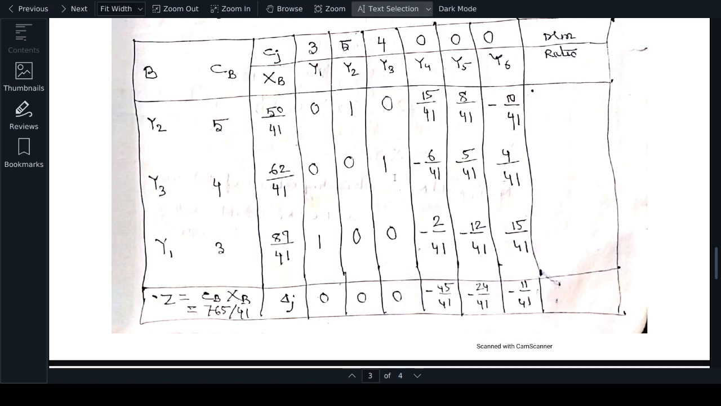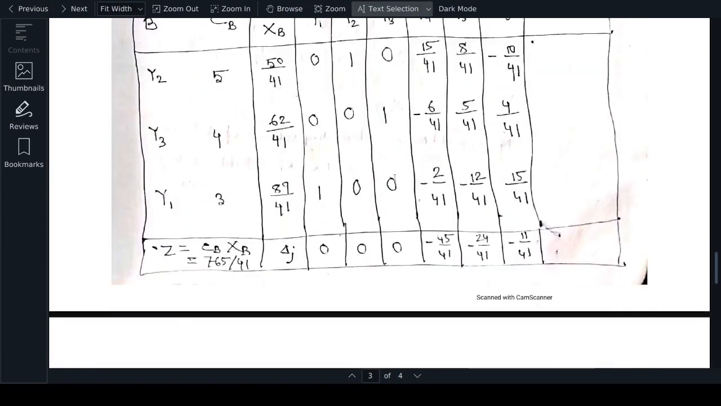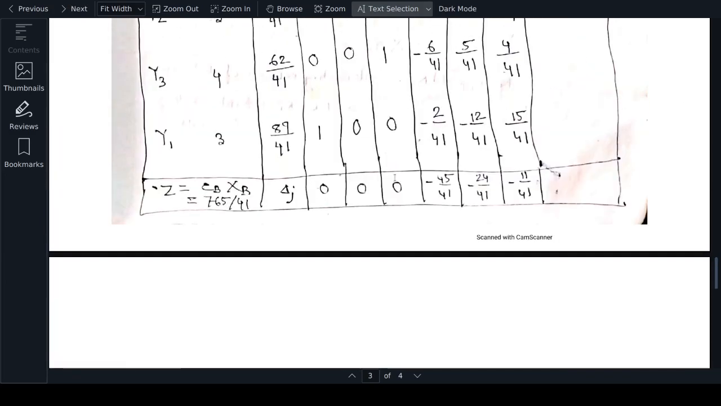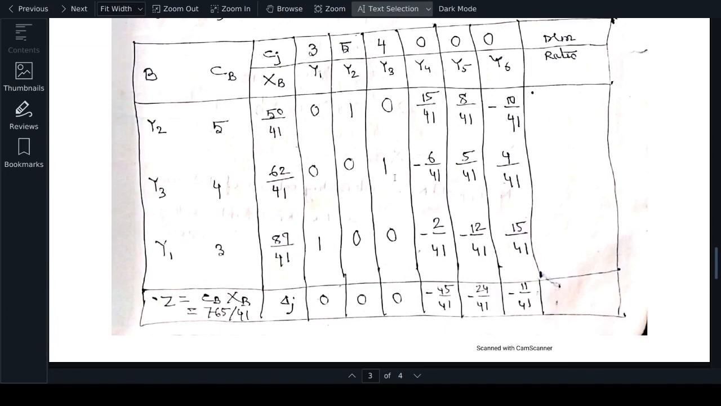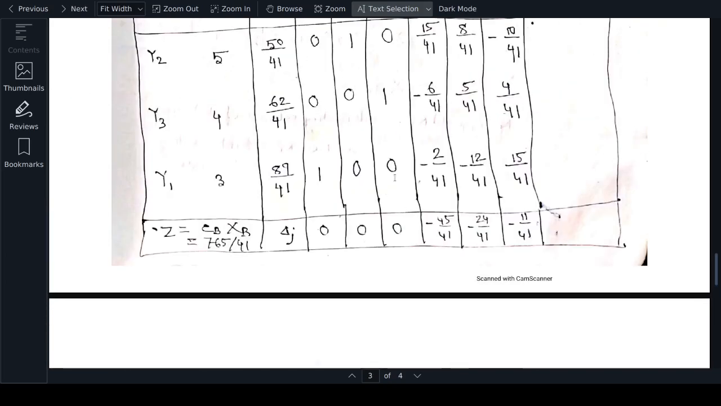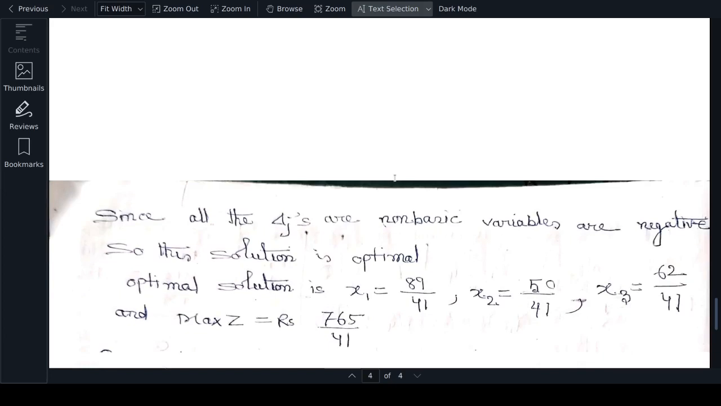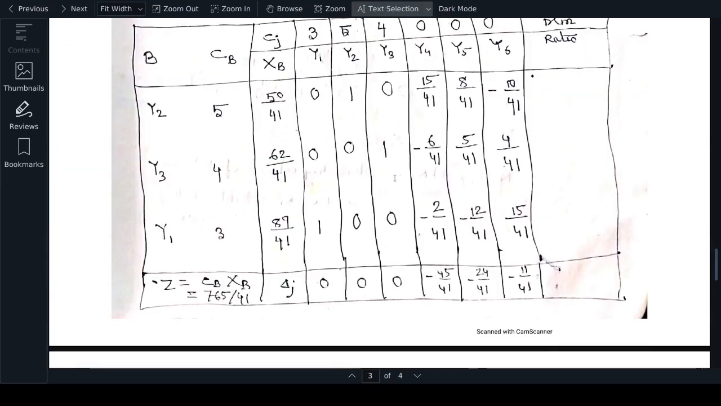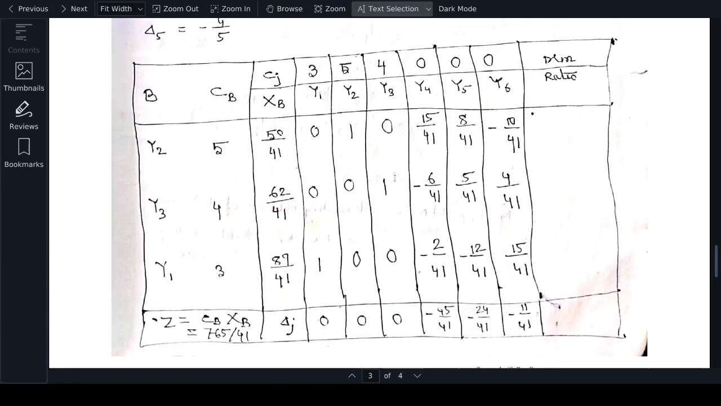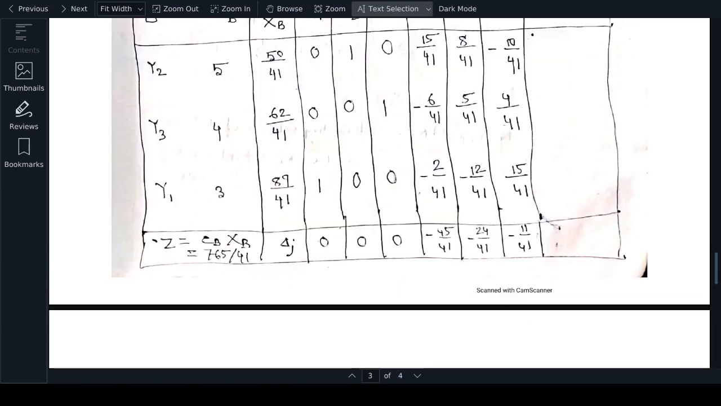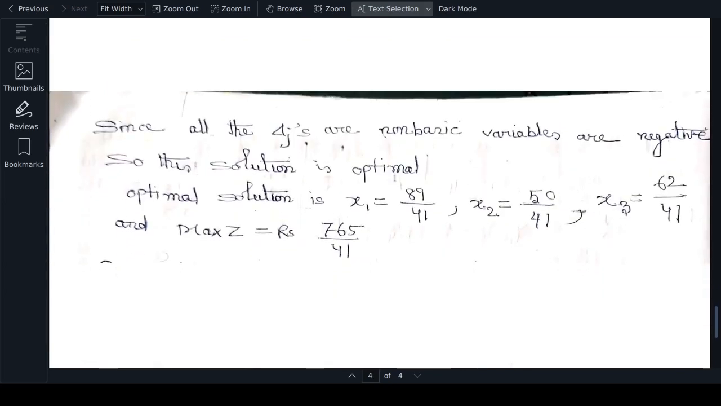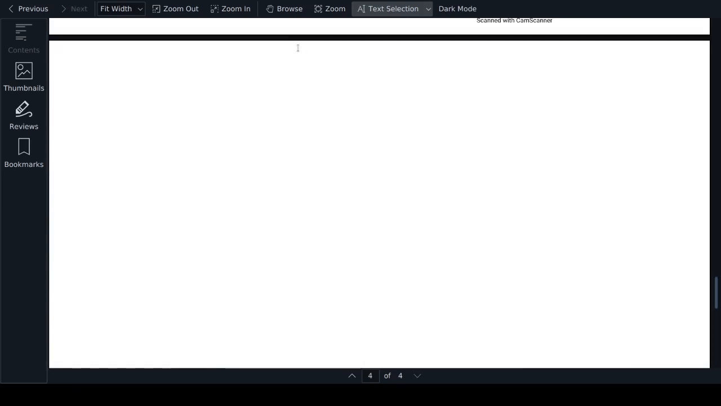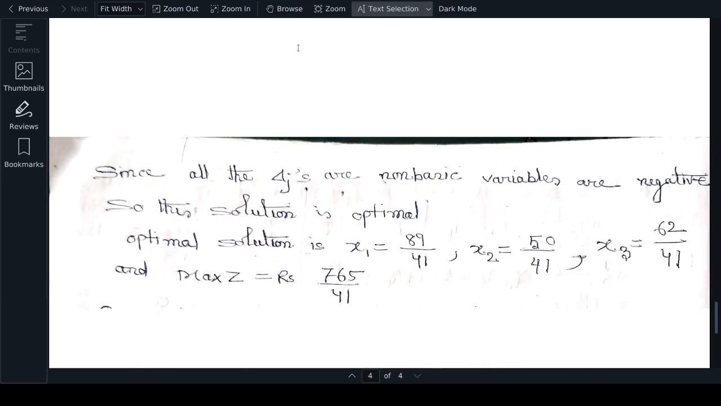You will not write 3, because in the exam most candidates wrote this 3. 3 is the coefficient of x1 in the objective function, 4 is the coefficient of y3, and 5 is the coefficient of y2, meaning x2. The solution is the xb column. So y1, meaning x1, has value 89 by 41. y3 is 62 by 41, so x3 will be 62 by 41. y2 is 50 by 41, so x2 will be 50 by 41. Clear?